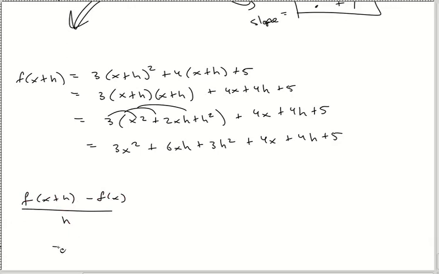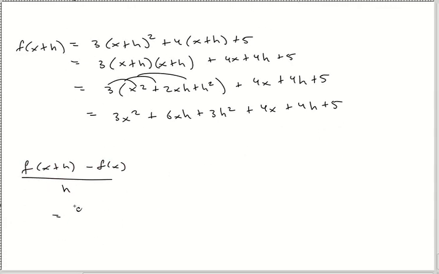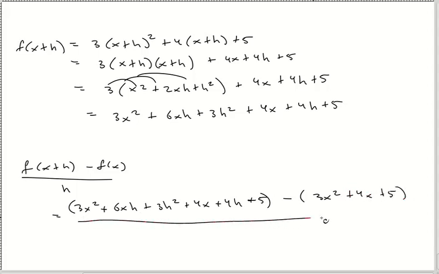So I'm going to plug both of those in. This is a very long one. 3x squared plus 6xh plus 3h squared plus 4x plus 4h plus 5, and then all minus my original 3x squared plus 4x plus 5, then all divided by h.